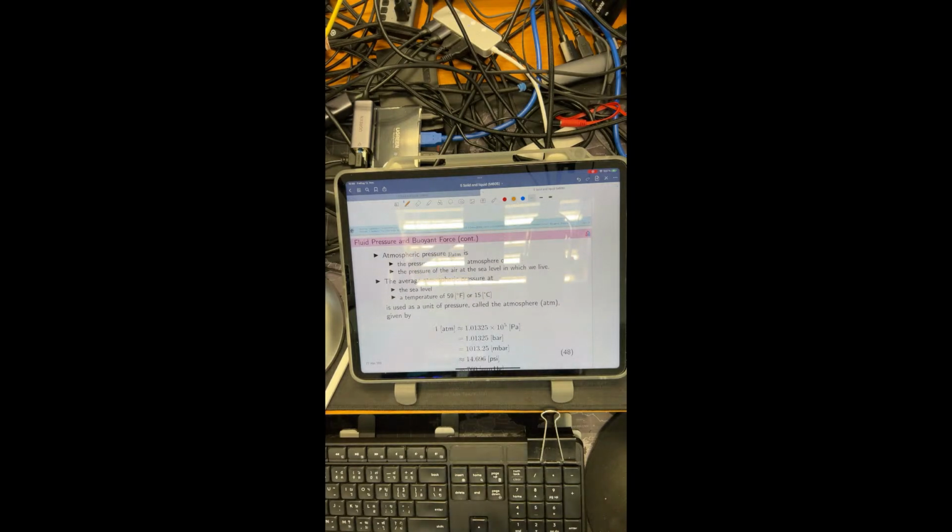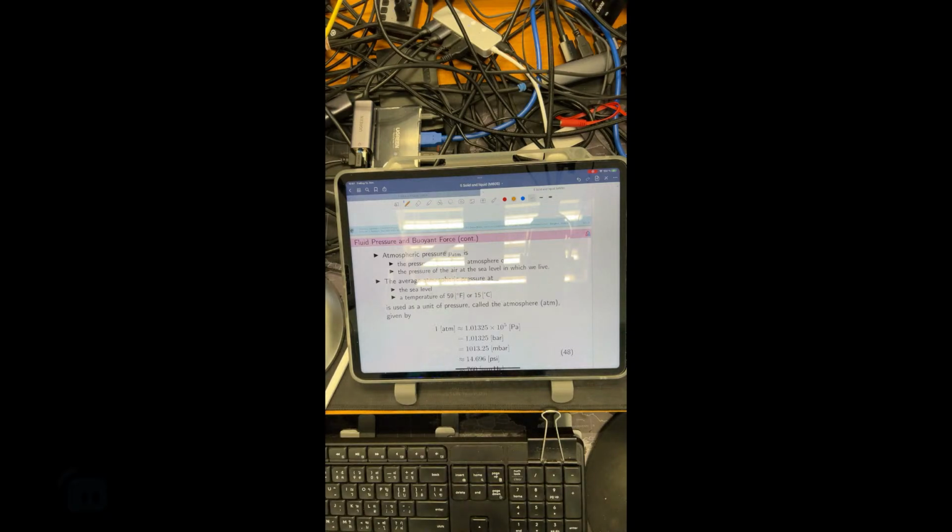Atmospheric pressure is denoted by PATM. And what is that? It is the pressure of the Earth atmosphere, the pressure of the air at the sea level in which we live, and that's the meaning of PATM. ATM doesn't stand for automatic teller machine, the machine where you withdraw your money. No, it's not the case. ATM here is atmospheric pressure.